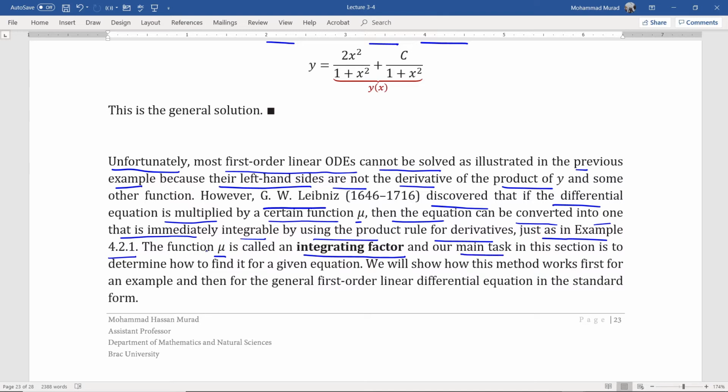And our main task in this section is to determine how to find it for a given equation. We will show how this method works first for an example, and then for the general first-order linear differential equation in the standard form.